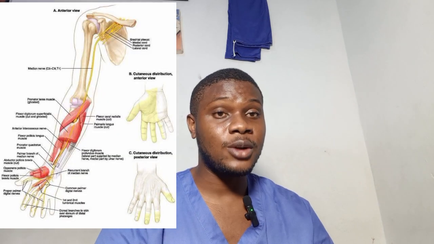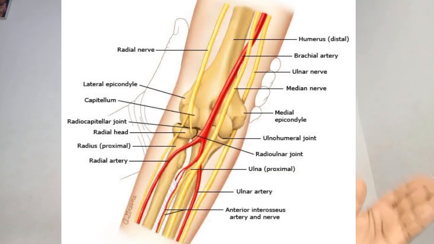Then when it courses downward in the middle part of the arm, it will now move medial to the brachial artery. Then when it gets to the inferior part of the arm, it will still be medial to the brachial artery.